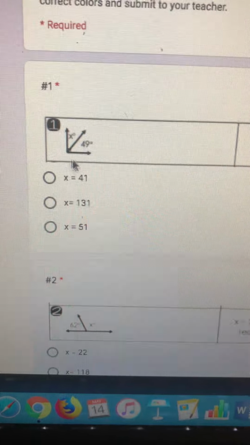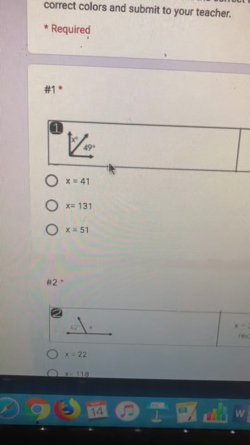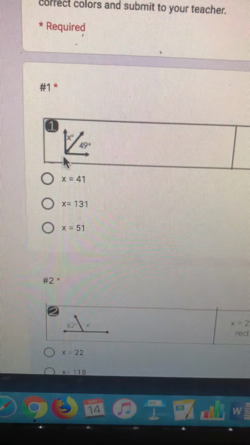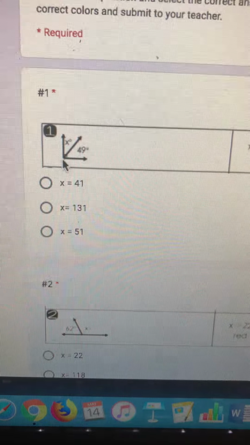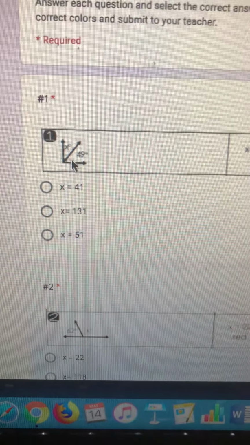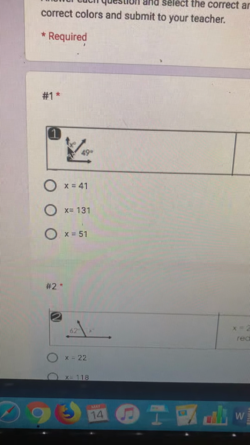So question 1, right, looking at this picture, we see that we have a right angle. So that means that these 2 angles are complementary. If they are sitting in a right angle, then that means they're complementary, which means that they add to 90 degrees. So for all of these questions, they're just asking you to solve for x. So that's what we're going to do here.